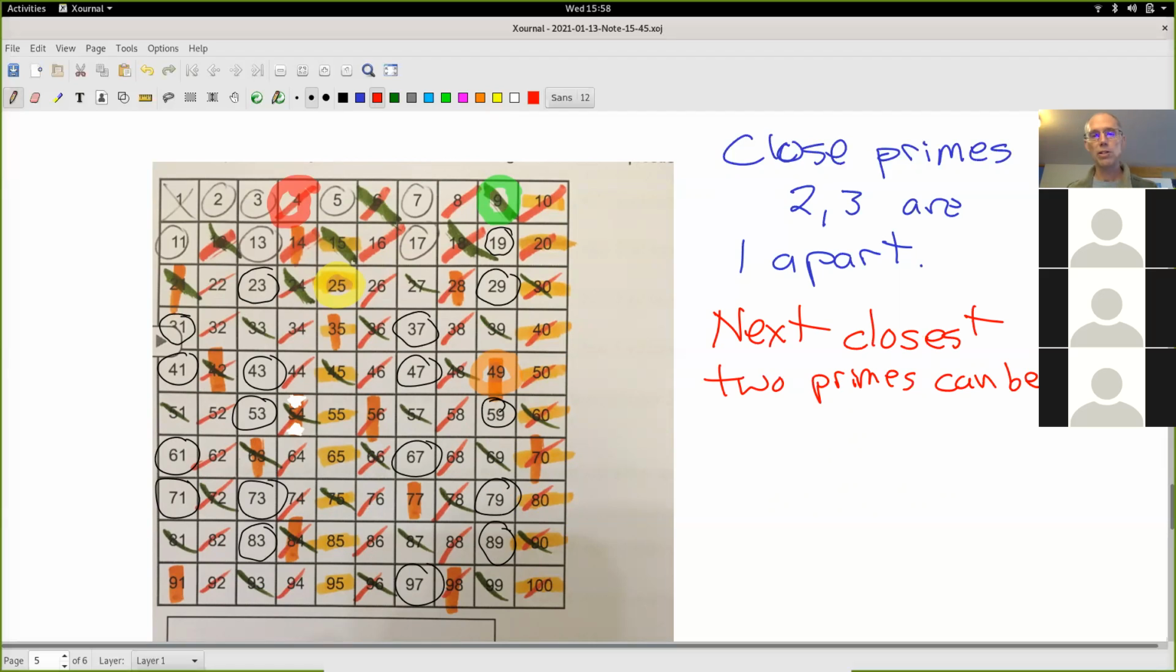Let's see, Renee, did you hear something? I didn't hear it. 2. Yeah, the next closest they could be is 2 apart. So examples of that: 3 and 5 are 2 apart. 5 and 7 are 2 apart. 11 and 13 are 2 apart. And there's a bunch of other examples moving down through that. When primes are 2 apart, these primes are called twin primes.